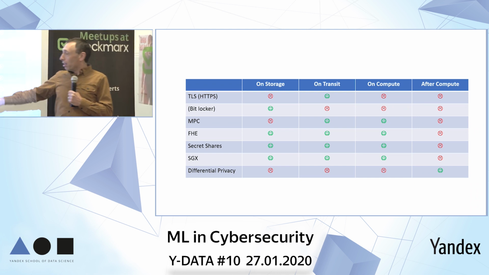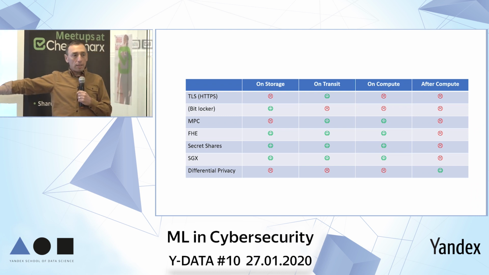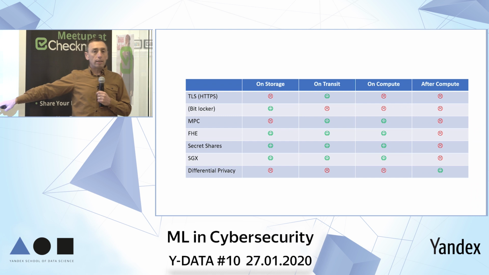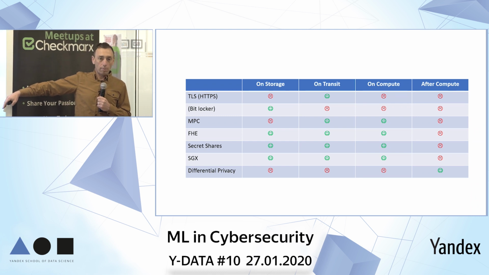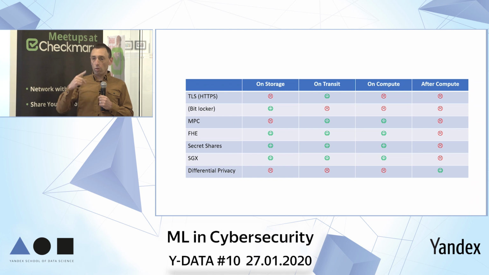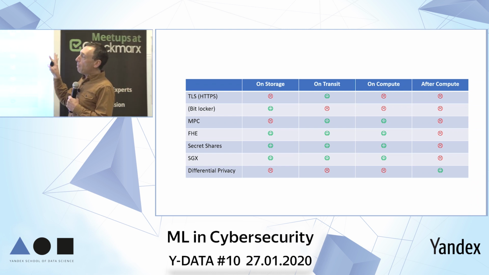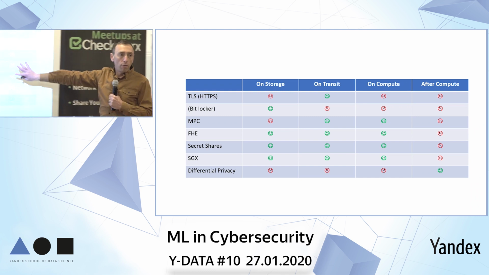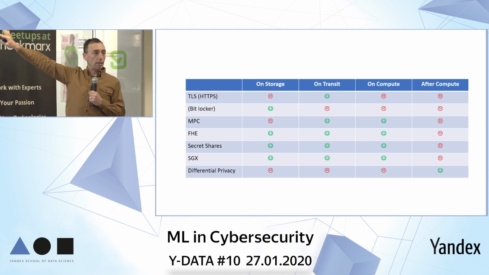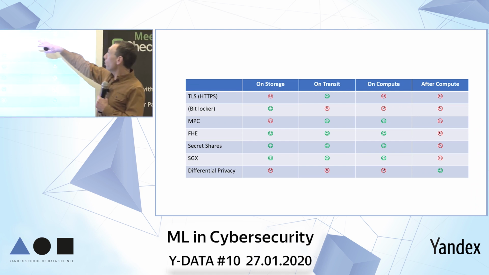So, I think that we have also all sorts of techniques, and the main one is differential privacy that works on protecting data after computation. And in a nutshell, what differential privacy does, it adds some noise to the result to prevent the ability to do this kind of reverse engineering. But this is kind of a map of where we want to have privacy: on storage, on transit, on compute, after compute.